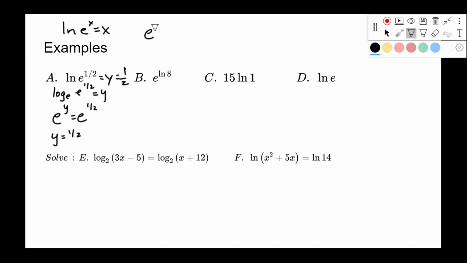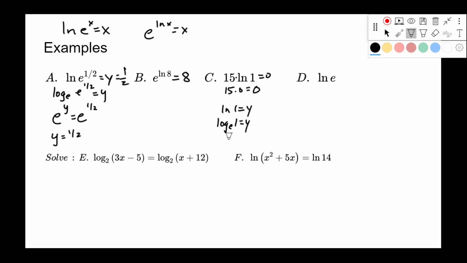We have a property that says e to the ln x is equal to x. So then this is just 8. That's it. Or you could switch this to log form, which we just did on the previous slide. Letter C asks you for 15 times ln 1, the natural log of 1. The natural log of 1 is 0. So 15 times 0 is 0.